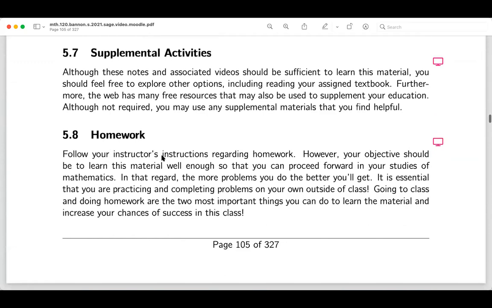Some activities, again, I recommend you read a textbook. The textbook that you have in WebAssign is fine. Other textbooks are fine as well. I certainly recommend a lot of different books. One of the books I would recommend is Schaum's series because they're cheap and they're paperbacks, and they're very, very good books for problem solving.